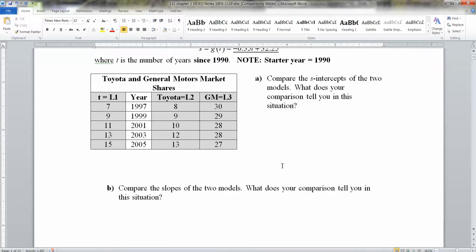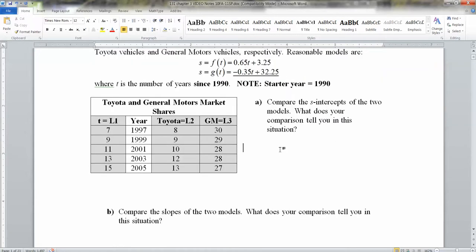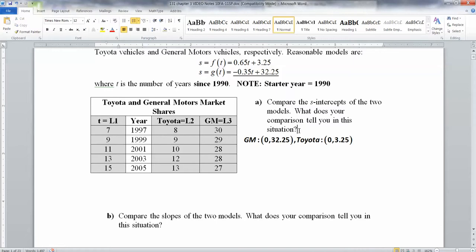All right, so compare the Y-intercepts of the 2 models. What does this comparison tell us? Okay, so let me type that up. All right, there are the Y, or excuse me, the S-intercepts. S is the Y in this case, right? Because these are both equal to S share. So the Y-intercept for GM is 32.25. That's your B value. And Toyota, it's 3.25.